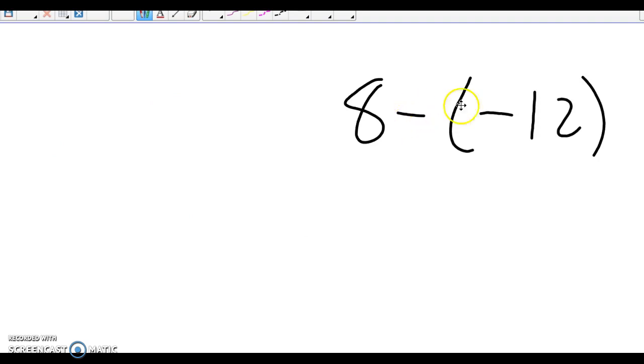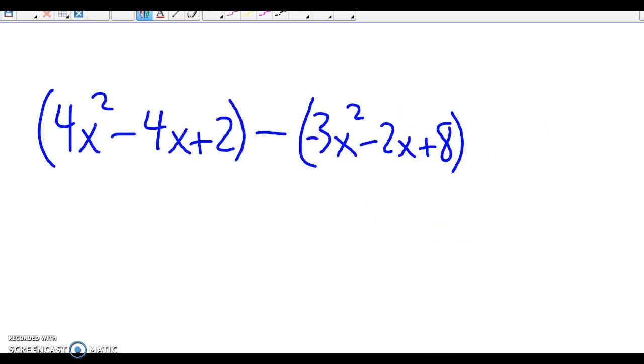All right, we know that if I'm subtracting, I don't subtract. I add the opposite of negative 12, which is 12. Call that 20.